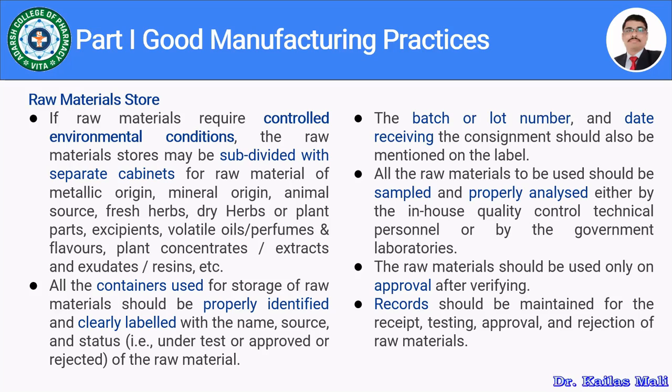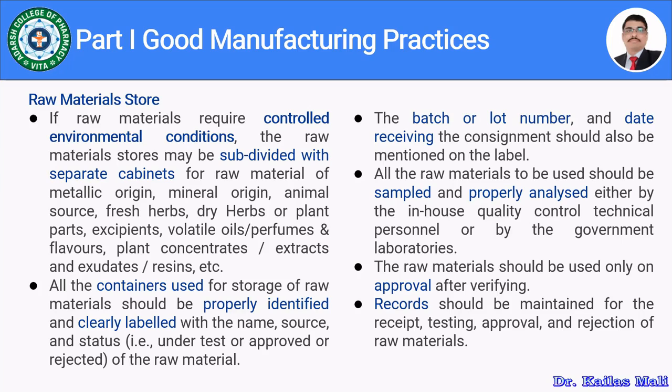All the raw materials to be used should be sampled and properly analyzed either by the in-house quality control technical person or by the government laboratory. Once we have collected the raw material, it should be sampled and tested properly for its quality, either by an in-house developed method in the in-house quality control department, or the sample should be sent to the governmental laboratory. The raw material should be used only on approval after verifying. One should ensure that whatever raw material we have received is of good quality and according to the requirement. And then only it should be utilized for further manufacturing.